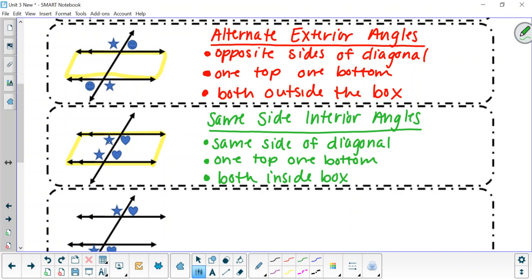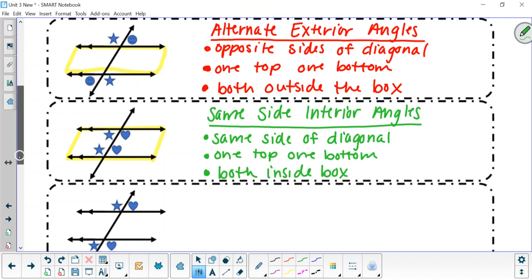So again, my stars, same side. They're both on the same side of the diagonal. They're inside the box. One is on the top, one is at the bottom. Same with the hearts. Same side of that diagonal, both inside the box. One is at the top, one is at the bottom.